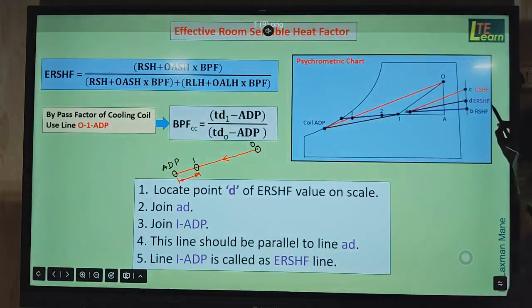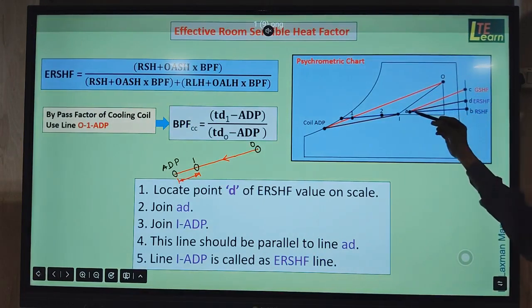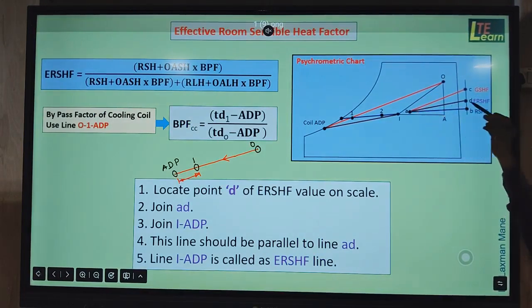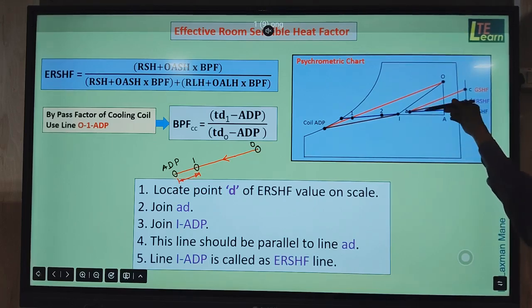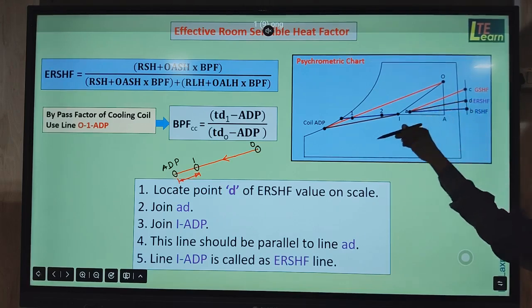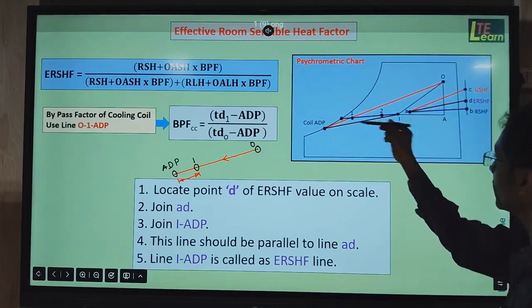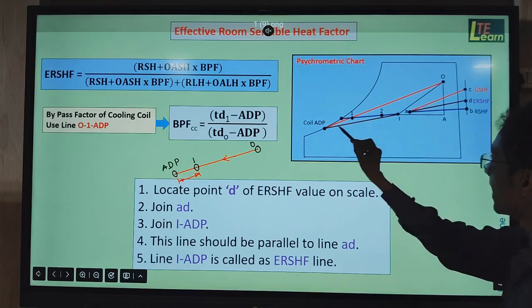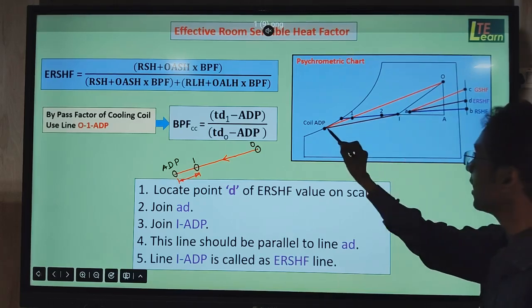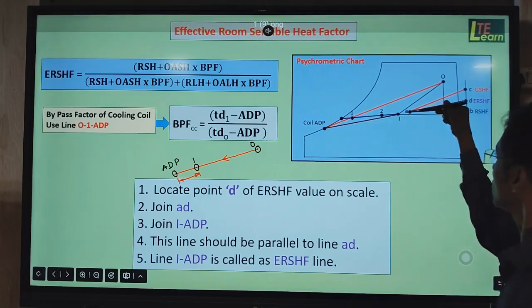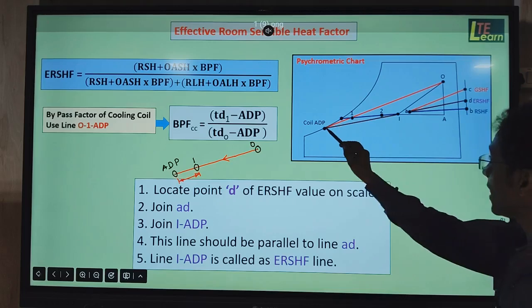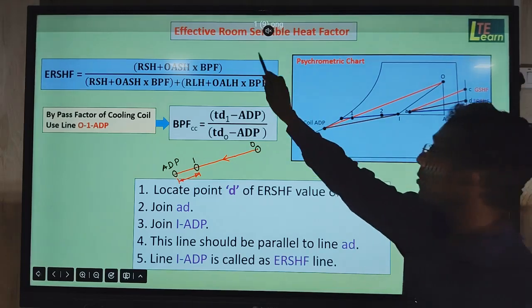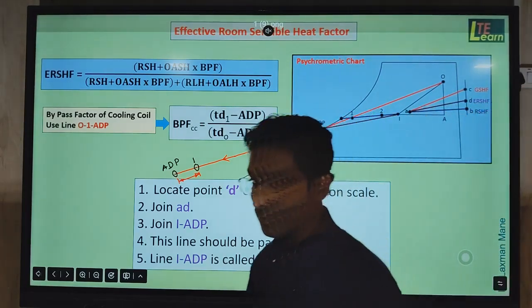That ERSHF we locate with letter D on the scale. Again we join alignment circle A and D. Thus we find this brown color line. Now this line should be parallel to the line drawn through point I and ADP. Here we join the I and ADP points, this brown color line. So these both lines should be parallel to each other. So we call this I to ADP line the effective room sensible heat factor line.